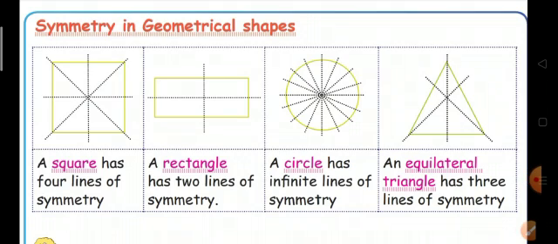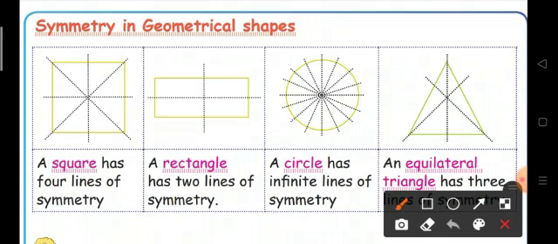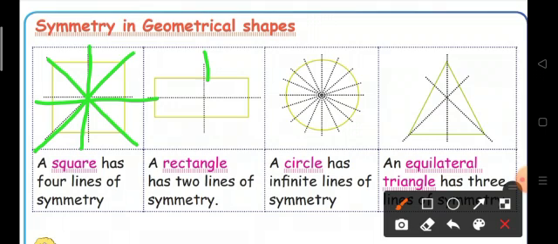Okay, see first one, square. A square has 4 lines of symmetry. 1, 2, 3, 4. 4 lines of symmetry. And next one, rectangle. A rectangle has 2 lines of symmetry. 1 and 2.